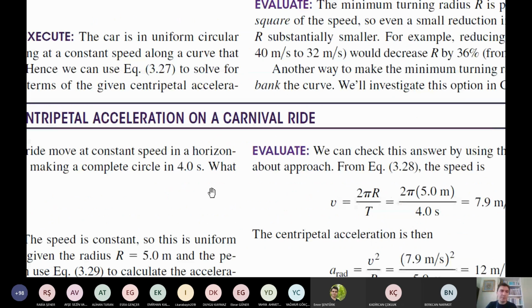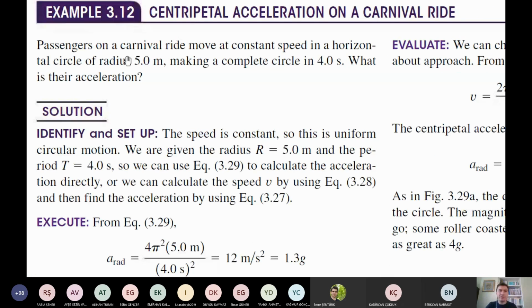Another example. Passengers on a carnival ride move at constant speed in a horizontal circle of radius 5 meter, making a complete circle in 4 seconds. So here period is given, okay? What is their acceleration? So here, period is given, radius is given, but velocity is not given. Only it says that speed is constant, okay? So it is uniform circular motion, but I don't know the velocity.